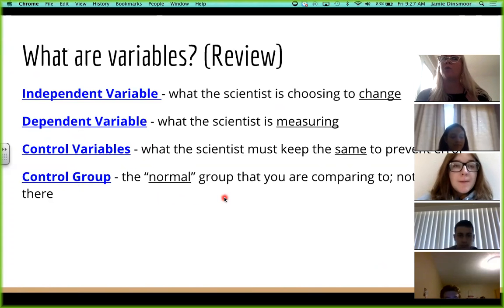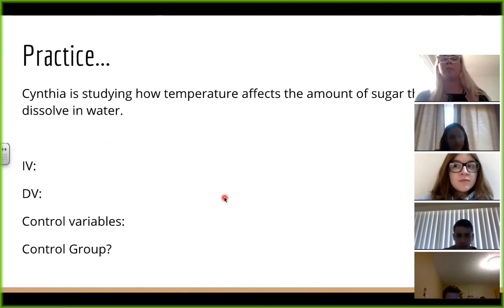So the reason that we're going to go over this now and practice this variable stuff is because you did your properties of water lab. We're going to be doing a lab next week called Whose Doorknob is the Dirtiest, where we will be using these variables again. And then when you do your own collaboration project, you'll be using these variables. So we're going to practice together on this one, identifying these variables. So Cynthia is studying how temperature affects the amount of sugar that dissolves in water.